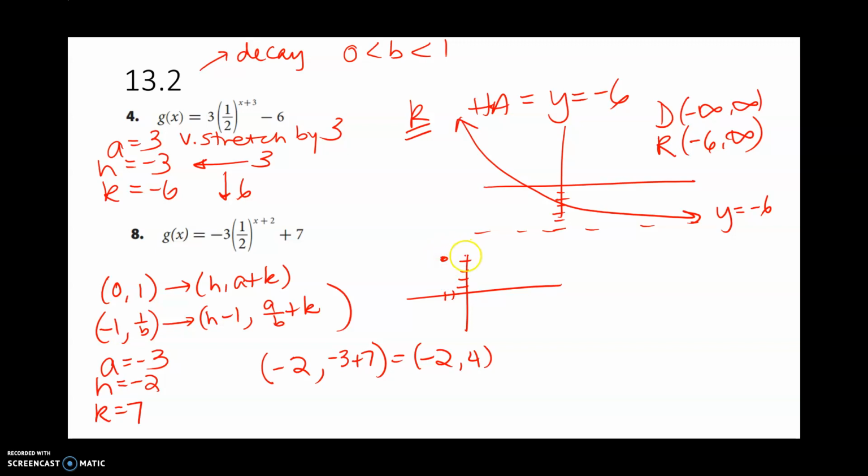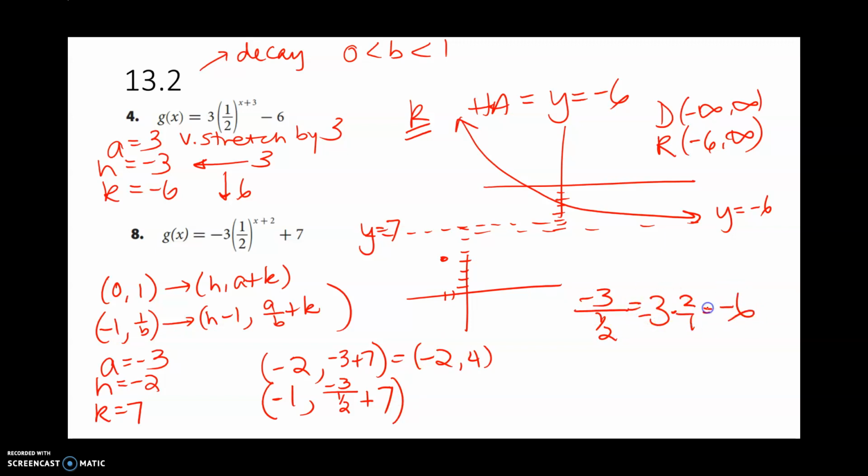Right? Now, 5, 6, 7. Here, now we're mixing up. Here is our horizontal asymptote, right? Okay, our second point is going to be H minus 1, A over B plus K, where B in this case is 1/2, right? All right, -3 over 1/2 is the same as -3 times 2 over 1, so that's -6. -6 plus 7 is 1. So -1, 1. This is a reflected decay.